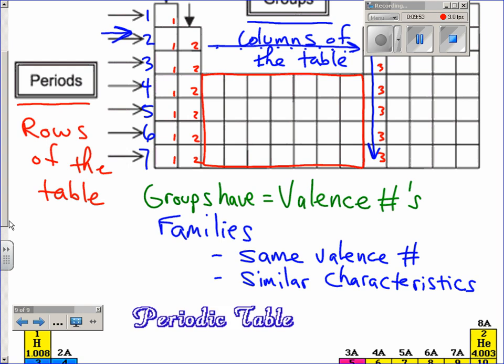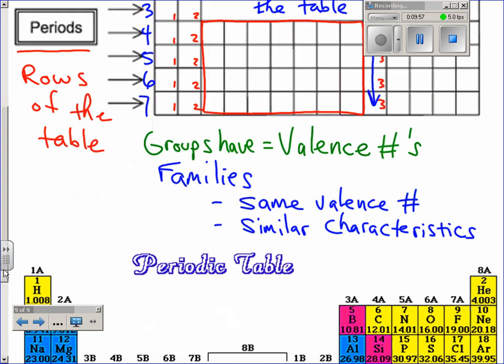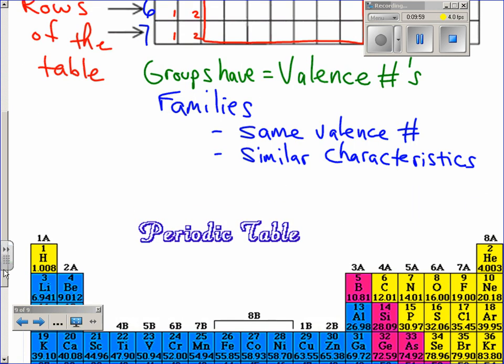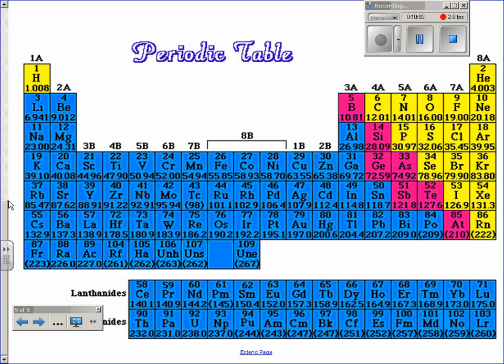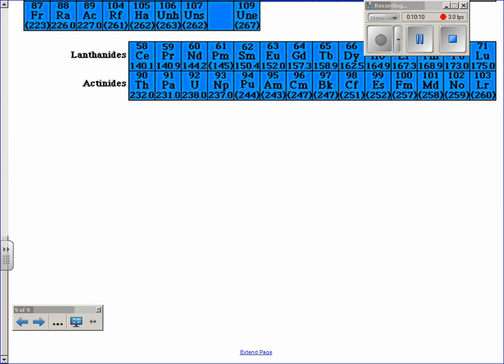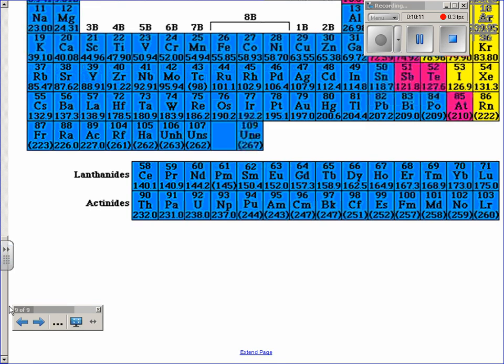So, similar characteristics and the same valence number. Now this other little table here is getting in my way. It's cramping my style, so let me move that down some here. Or maybe it's not going to move down. Technical difficulties. Oh yeah, we got it.